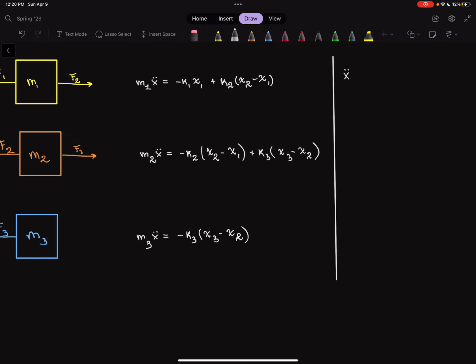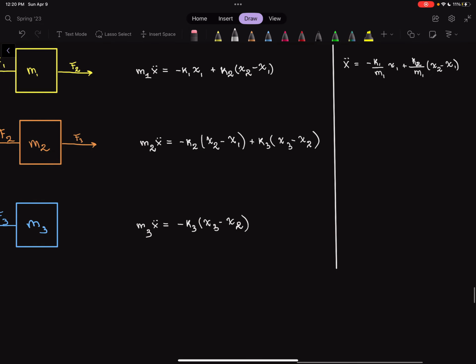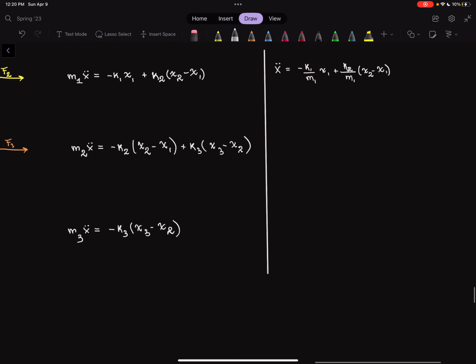So we have x double dot is equal to negative k1 over m1 times x1 plus k2 over m1 multiplied by x2 minus x1. Okay, so now the game is to re-express this such that we have just first derivatives.